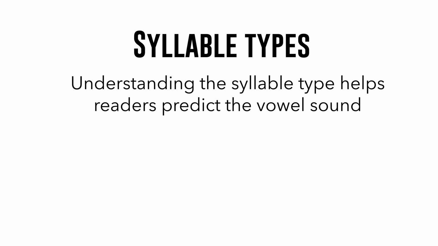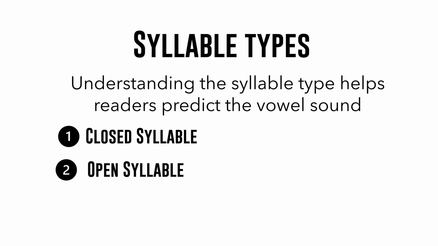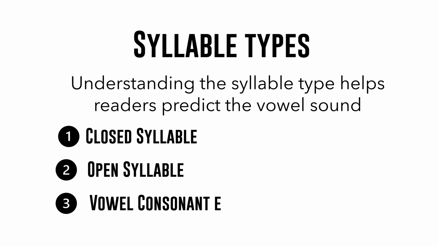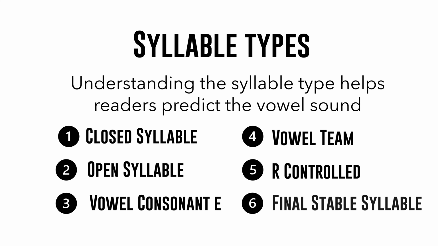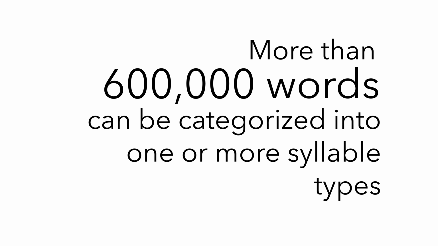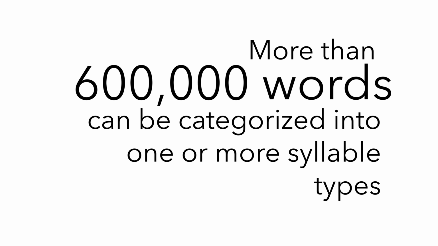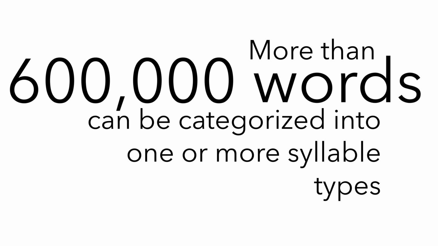So let's take a look at the 6 syllable types. We have closed syllables, open syllables, vowel consonant E syllables, vowel team syllables, R-controlled, and final stable syllables. With these 6 syllable types, more than 600,000 words can be categorized into them. All right, so let's get to it.